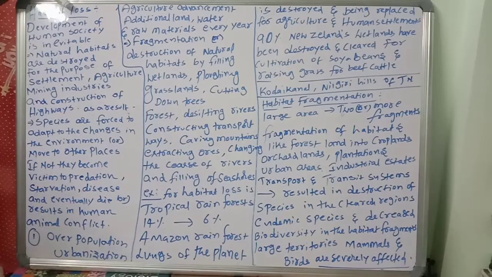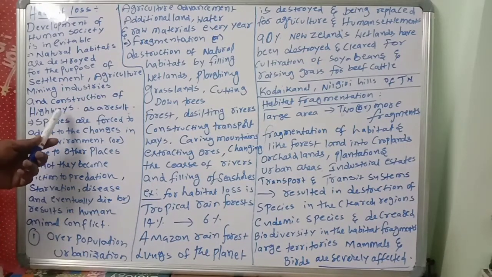We are discussing habitat loss. Development of human society is inevitable. Natural habitats are destroyed for the purpose of settlement, agriculture, mining industries. Agriculture and mining industries are a big problem. And construction of highways. You observe or not, during highway construction, lakhs of acres of forest are disappearing because of these highway constructions.